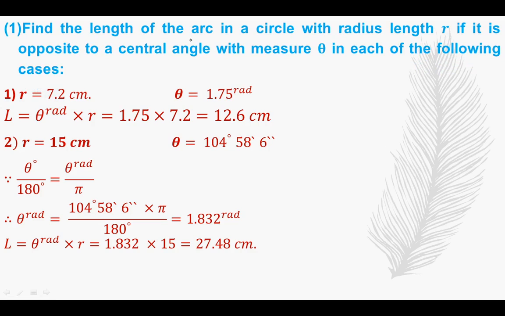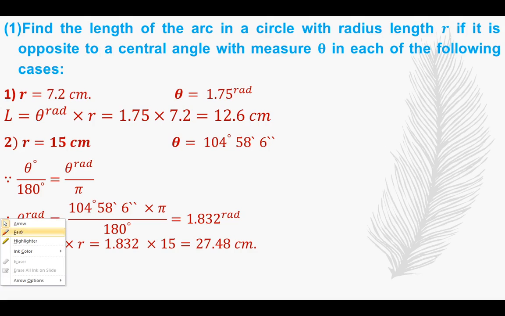Find the length of the arc in a circle with radius length r if it is opposite to a central angle with measure theta in each of the following. Okay, in the first case, here we have r equals 7.2 centimeters and theta equals 1.75 radian.